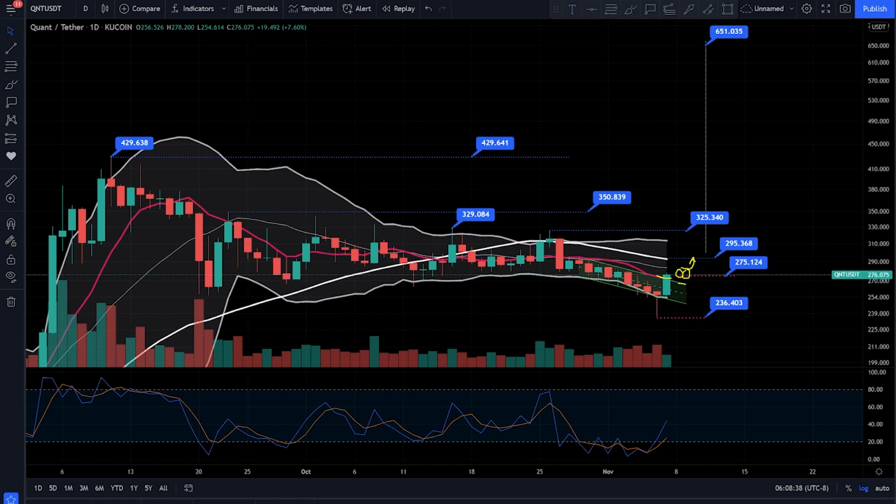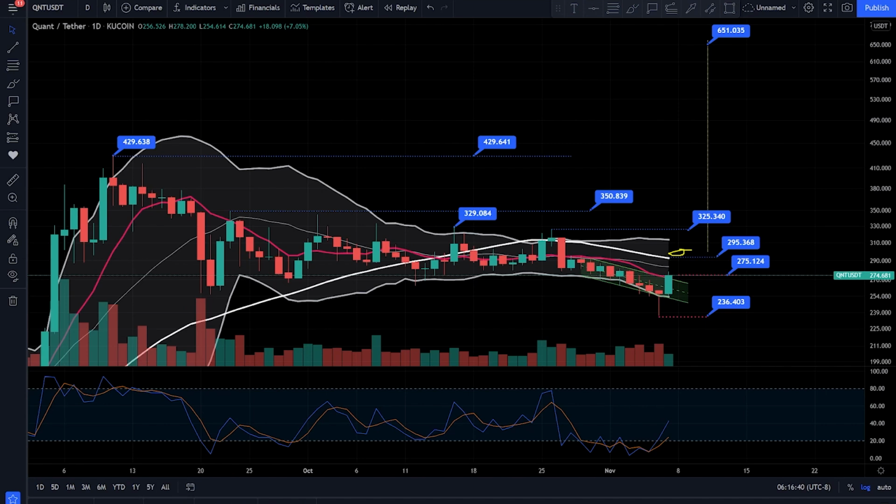moving average at 295. If Quant can trade at 295 and stabilize over that, then the 10-day would likely cross over and lead the 50-day. Then there is a very high probability that we will see Quant begin this next bull run.